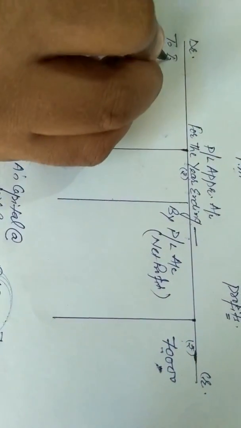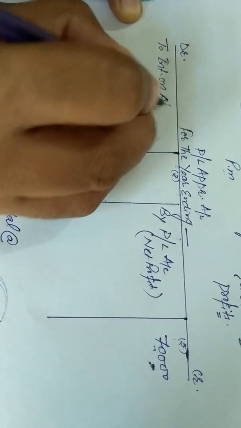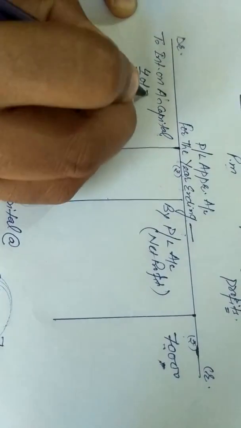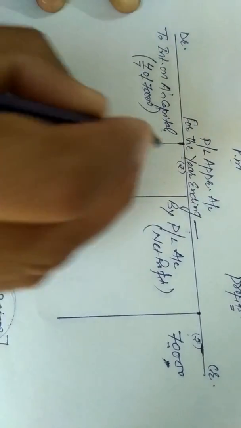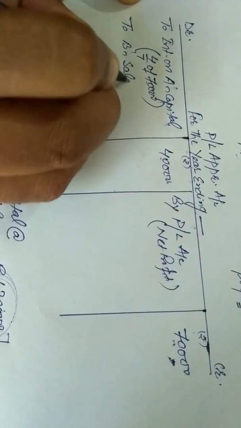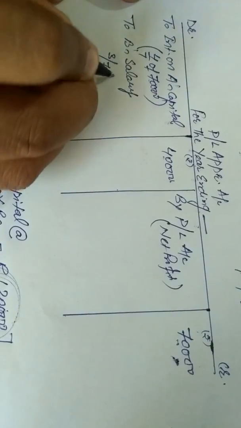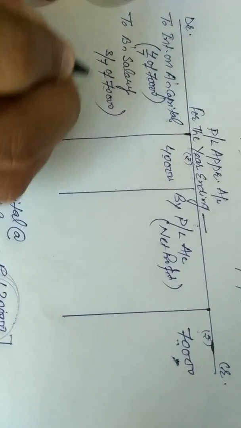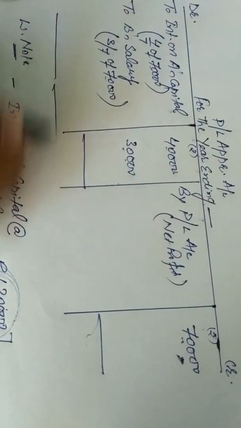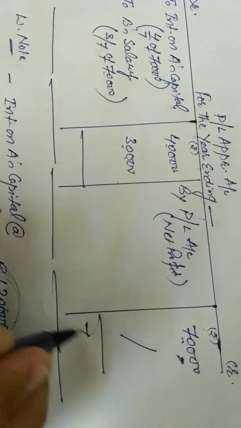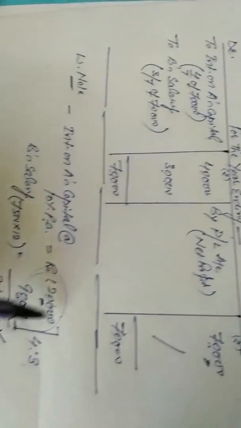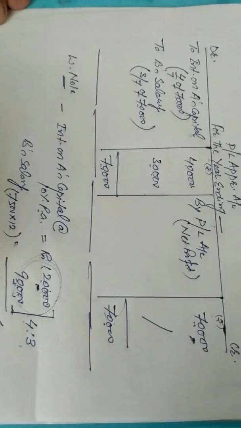So, interest on A's capital will be 4/7 of rupees 70,000. That means 40,000. And B's salary will be 3/7 of rupees 70,000. That means 30,000. In this case, finally, there will be no divisible profit or loss with the firm. So, this will be the solution when appropriation of profit is more than the given net profit.